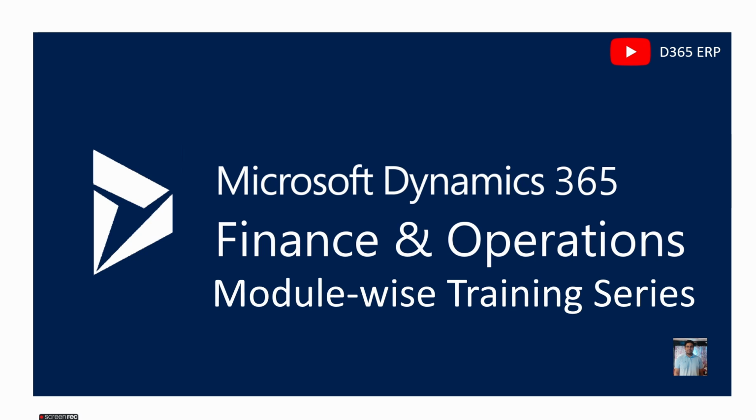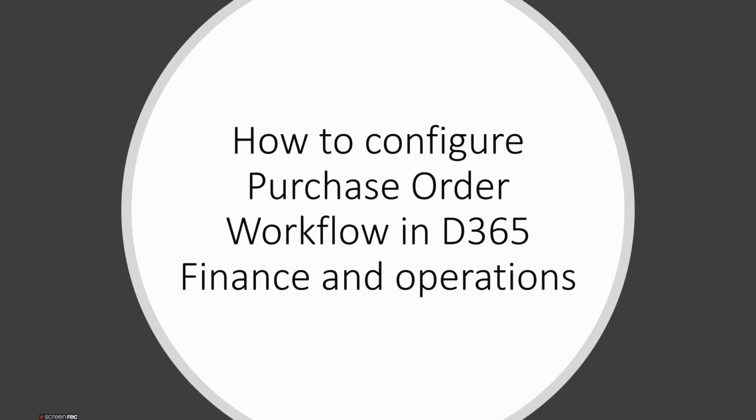So in this new episode of our procurement and sourcing module, we will discuss the purchase order workflow creation process. As we discussed in previous episodes of the procurement and sourcing module series, we have created multiple purchase orders, and whenever we create a purchase order, we see that the status of the purchase order automatically changes to approved. That is because we haven't configured any workflow yet.